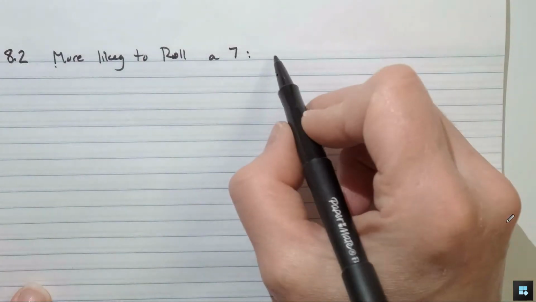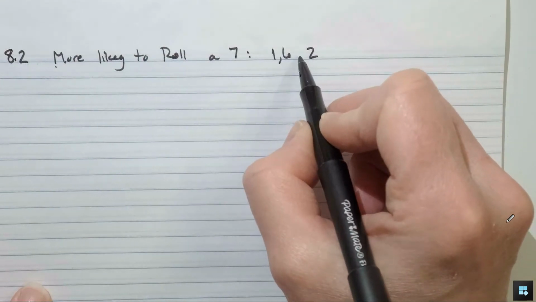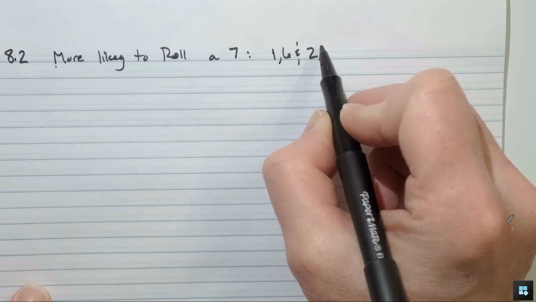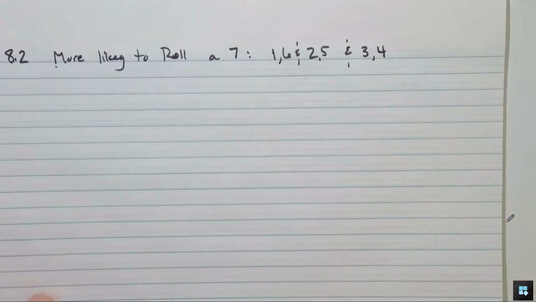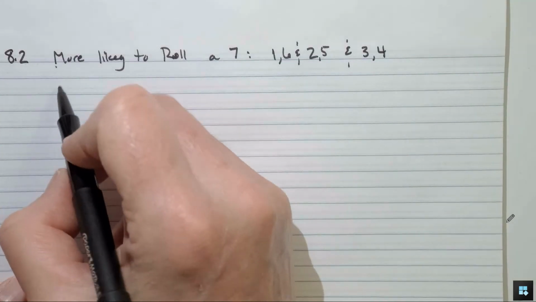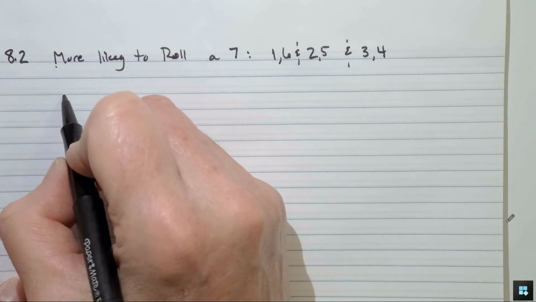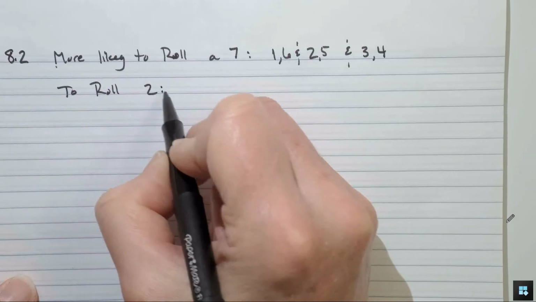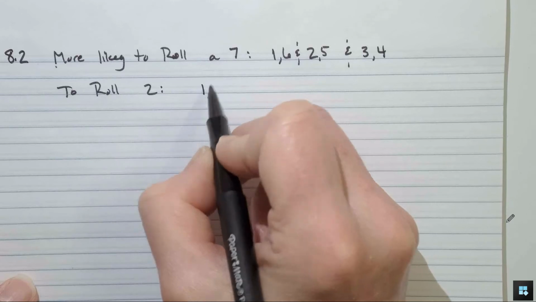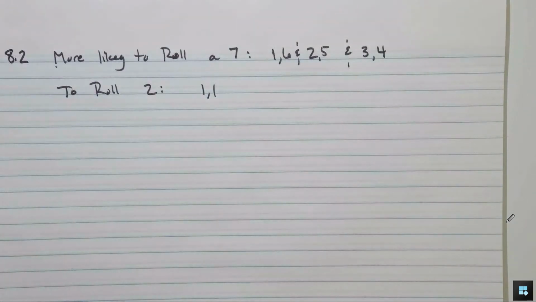Because you can make a 7 out of 2 dice with a 1 and a 6, a 2 and a 5, a 3 and a 4. Whereas to get 2, you can only roll a 1 and a 1. Those are the only options. So probability has to do with how likely something is to happen.